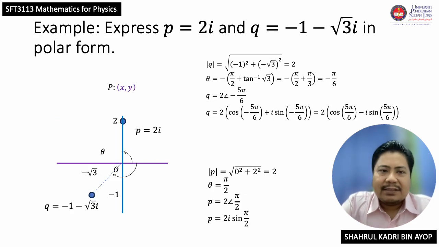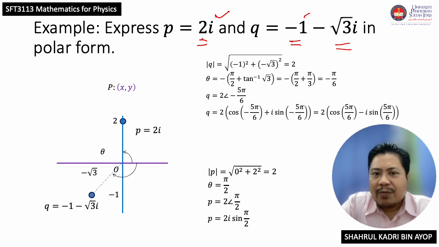So for example, let's see that we have two numbers: p equal to 2i, and the second number q equal to minus 1 minus 3i. This one has no real part, it is a pure imaginary number, and this one has a real part and an imaginary part. We want to express both of them in polar form. So what we can do is visually put them on the Argand diagram.